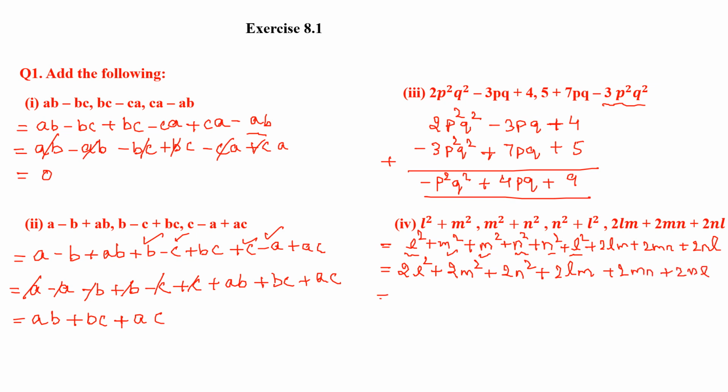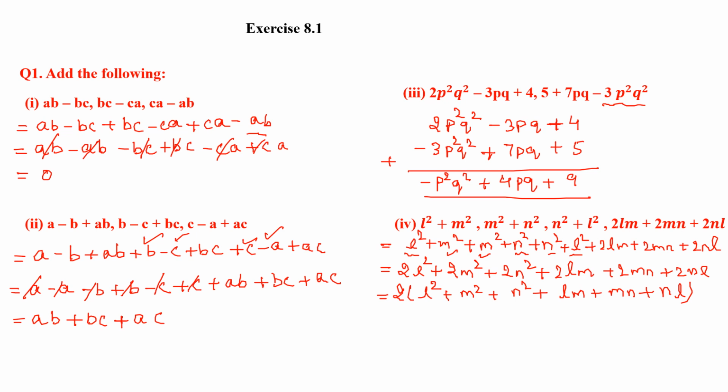Now you can see in each term you have 2, isn't it? So 2 will be the common factor, so you have to take 2 common. So it will be L square plus m square plus n square plus lm plus mn plus nl. So this is the required answer. So question 1 was having these 4 questions.